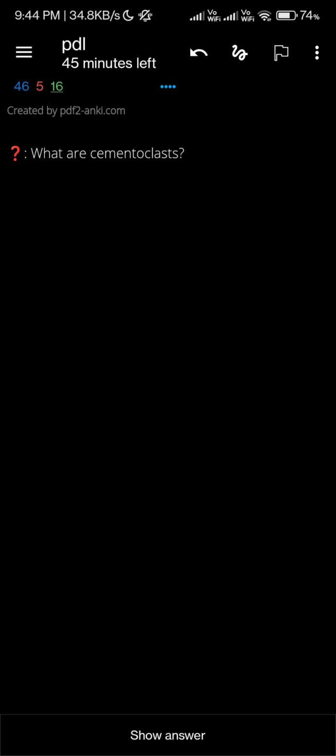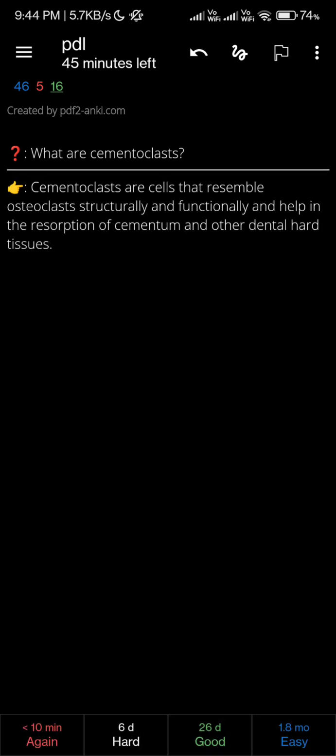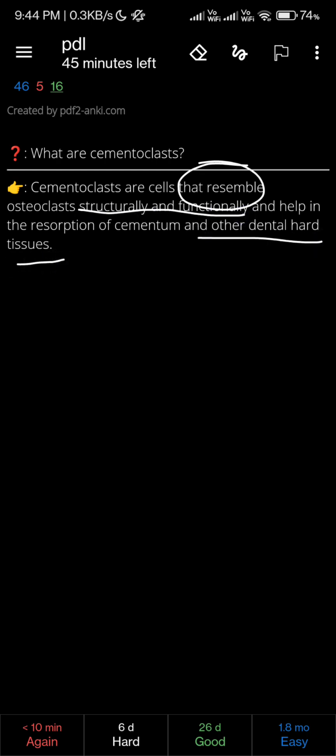What is a cementoclast? They help in the resorption of cementum. Cementoclasts resemble osteoclasts structurally and functionally, and help in the resorption of cementum and other dental hard tissues.